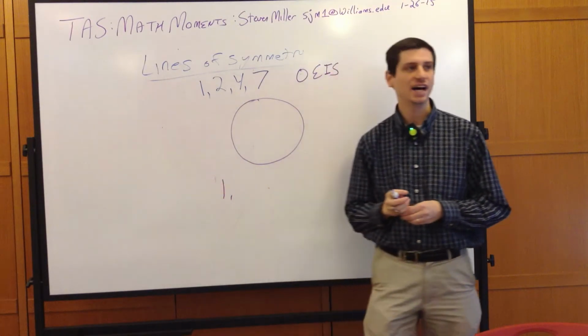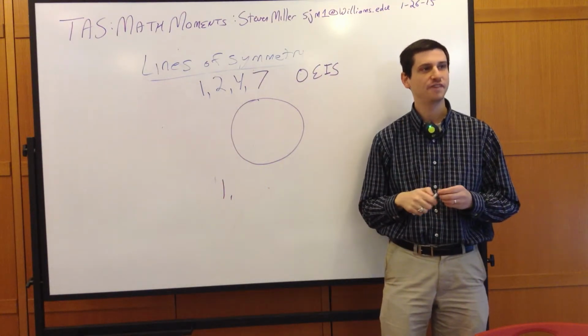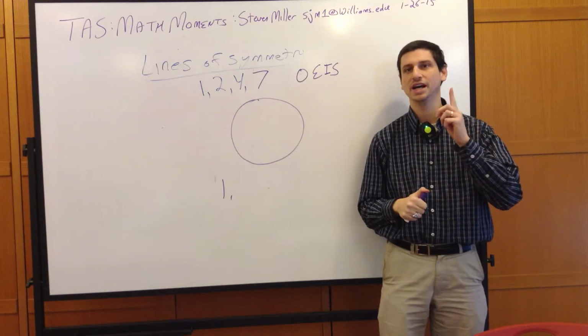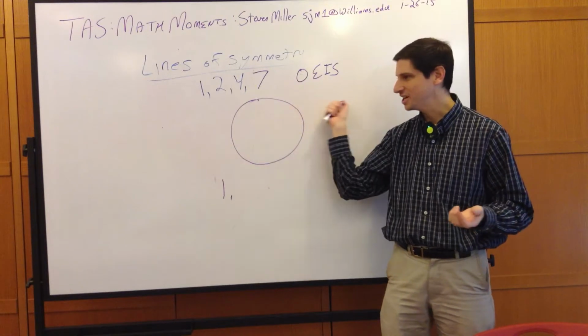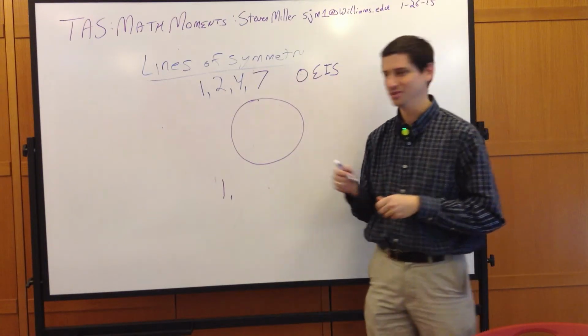Now I'm going to add a line. How many regions can I divide the circle into if I add just one line? 2. And in fact, no matter what I do, as long as I cut through the circle, I will have 2.